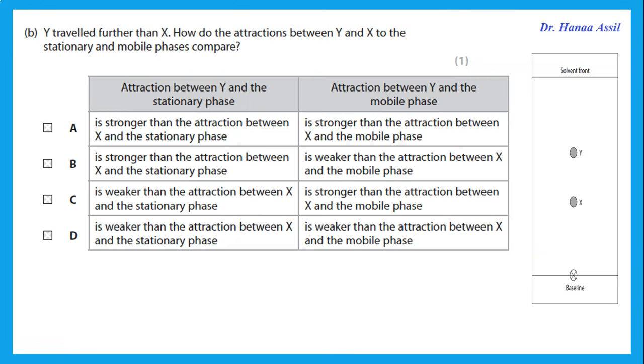So we're talking about Y, and we're saying if Y went up a lot, then the attraction between Y and the stationary phase must be less than the attraction to the mobile phase. So the attraction between Y and the stationary phase is weaker than the attraction between X and the stationary phase. So that made Y go up. The attraction between Y and the mobile phase is stronger, so it went up more with the mobile phase than X.